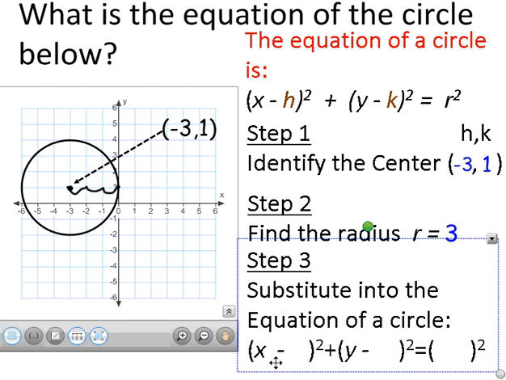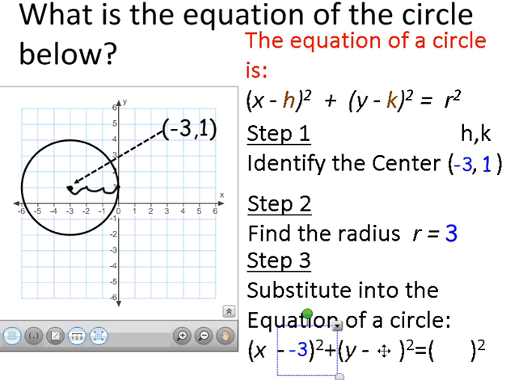So it's going to be (x minus h), I'm going to leave that blank and put something in there later, squared, plus (y minus k), I'm going to leave that blank, squared, equals r squared. So all I have to do now is substitute for h, k, and r. Well, h is -3, so I'll write -3 there. K is 1, so I'll write 1 in there. And r is 3, so I'll put 3 in there.